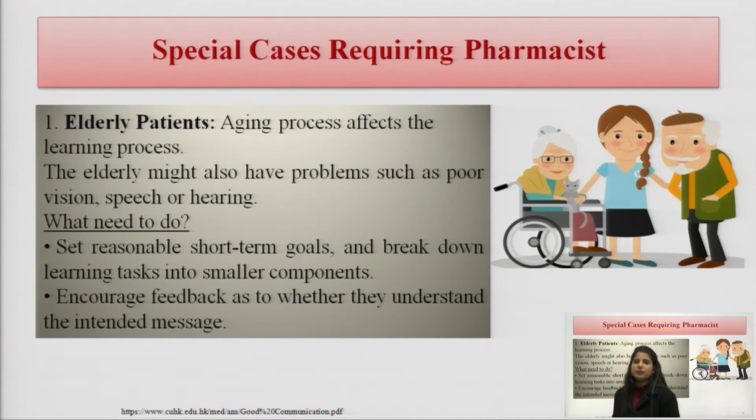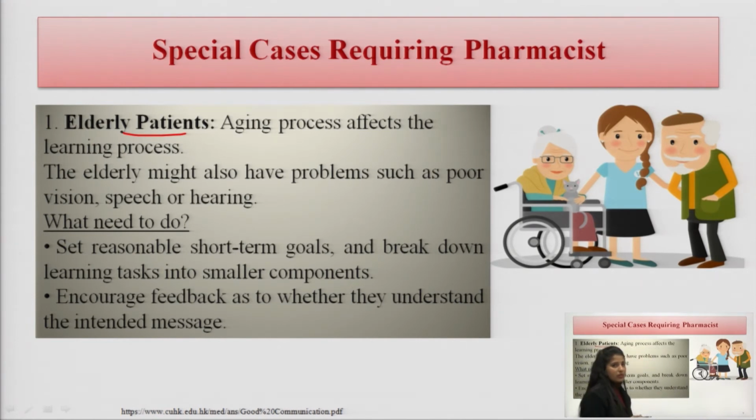Another section is the special cases requiring pharmacists. Now what happens, besides the normal patients, there are some very special cases where pharmacists have to treat in a special manner. And what are these types of cases? We'll do one by one. See, these patients could be elderly patients. Why are they special patients? See, special cases, because in aging, what happens, the learning process will be impacted.